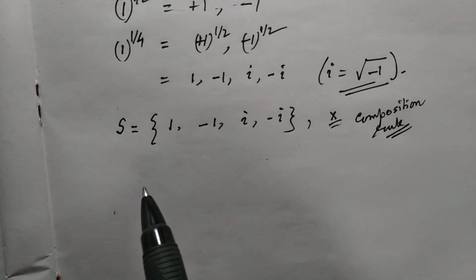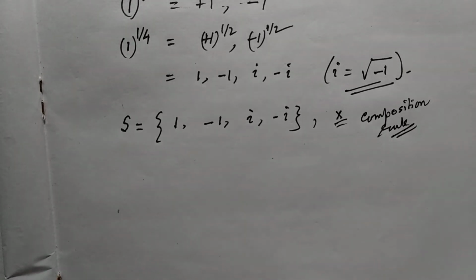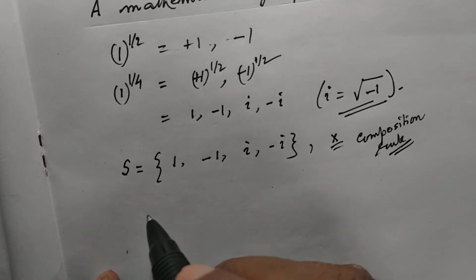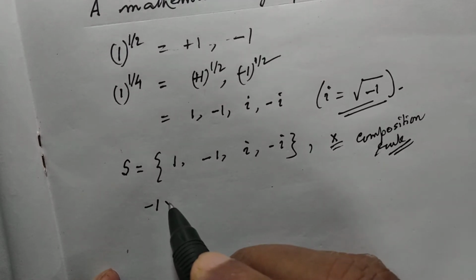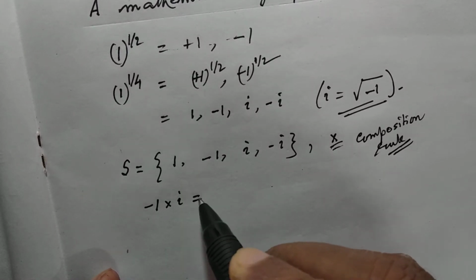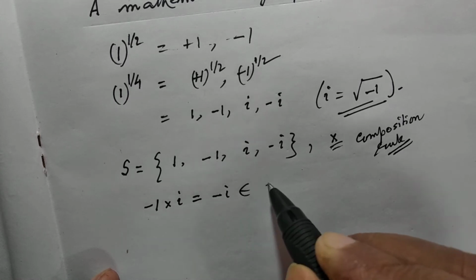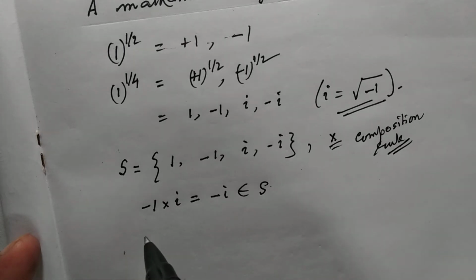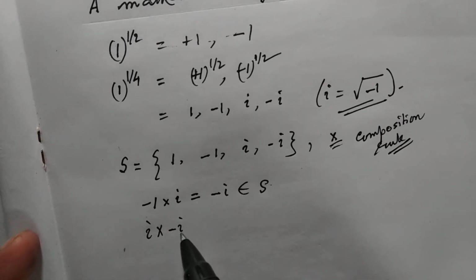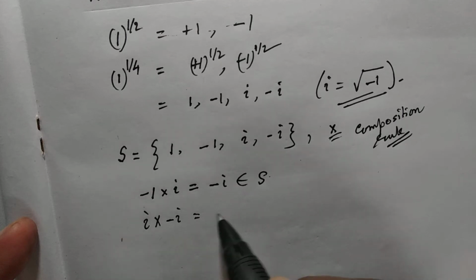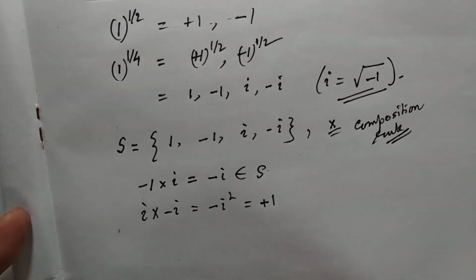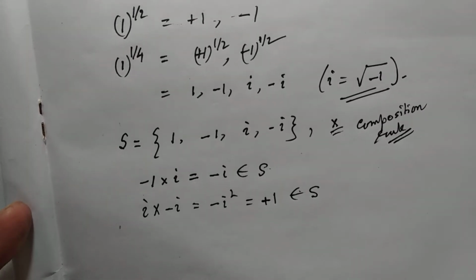Now, what is the result of multiplying any two members of this set? Consider minus 1 into i. This is minus i. This belongs to S. Minus i belongs to the set S. i into minus i. What is that? This is minus i squared. This is equal to plus 1. This also belongs to S.